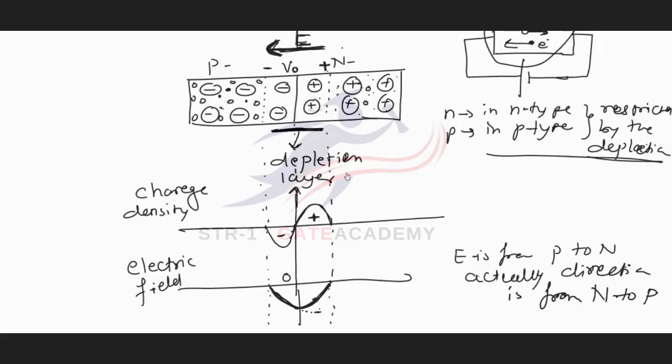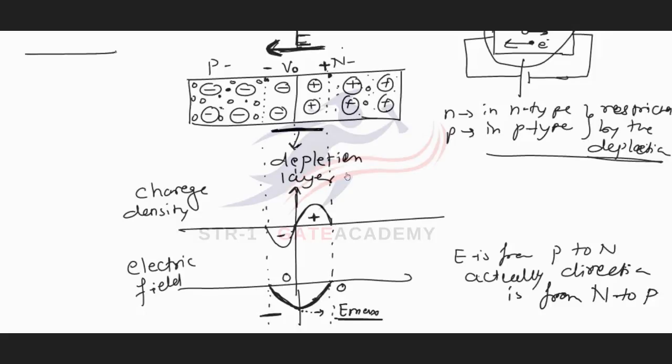It has maximum magnitude at the junction. Means electric field is maximum at the junction and zero at the ends of the depletion layer. This is the plot of electric field for a PN junction. We will revise all the things.